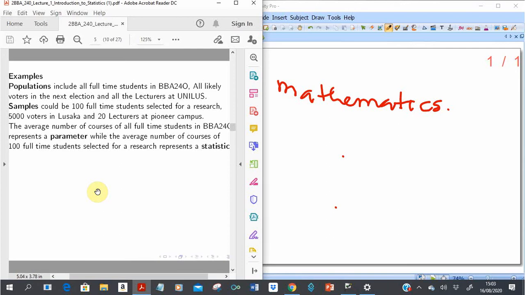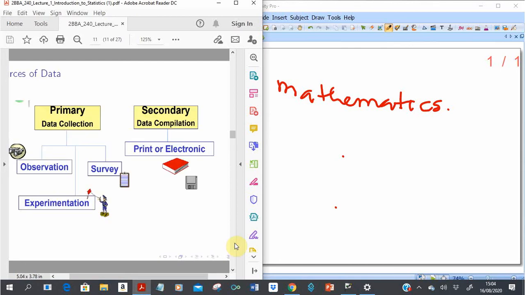But the average number of courses for 100 full-time students. Now it is a characteristic of the sample, because they're just taking 100 full-time students out of all the full-time students in the education. So that now becomes a statistic. So that is the difference between a parameter and a statistic.